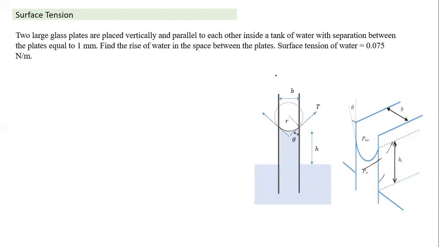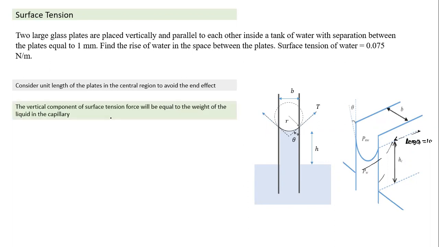Surface tension is given. So here also, we consider a unit length of the plate. The length I'm considering here in the central region, I can consider as length L, or you can take a unit length also. Let's take a unit length. So the length is equal to 1 unit. I am looking at the dimension perpendicular to this figure as 1 unit, in the central region to avoid end effect. The vertical component of the surface tension force also has to be equal to the weight of the liquid in the capillary.